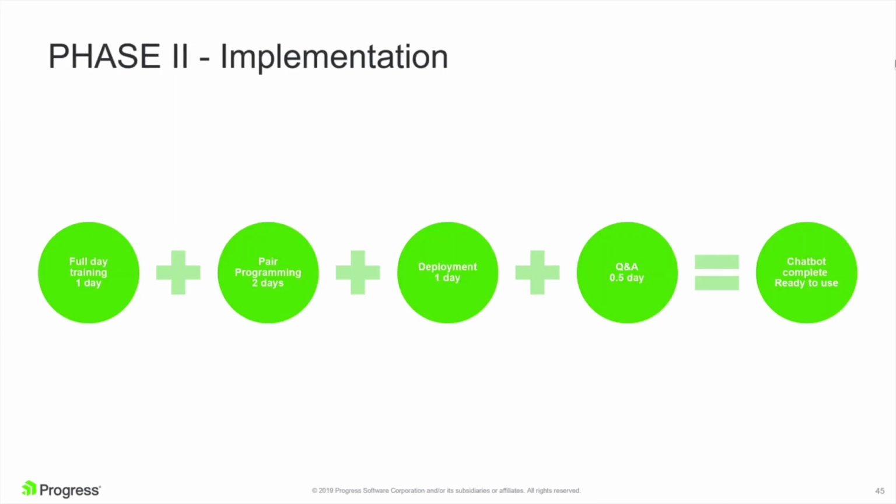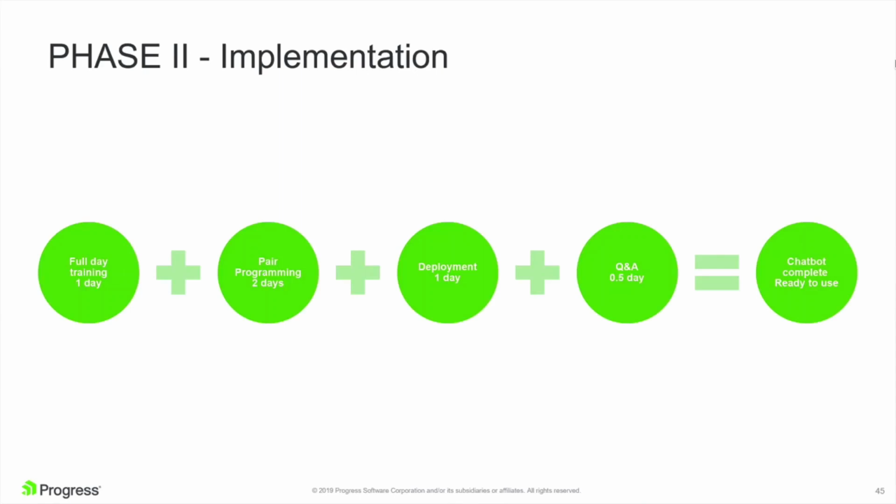We will spend a day or two to provide you with proper training on how to use Native Chat and how to work with it. Then we will spend about 2 days on pair programming with dedicated technical experts from your side. We will also spend about half a day working with your subject matter expert implementing those questions and answers. And finally, we'll spend about a day on setting up the deployment that you agreed on. As a result of this phase, you will have a fully working chatbot ready to use.